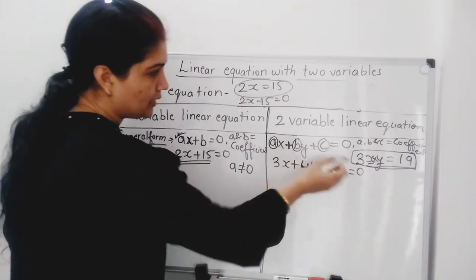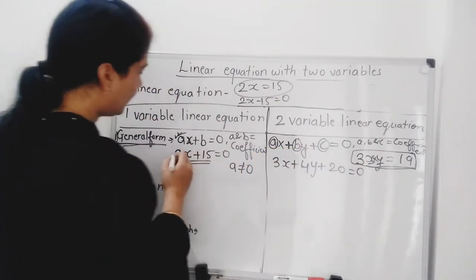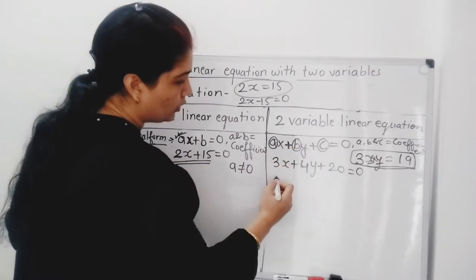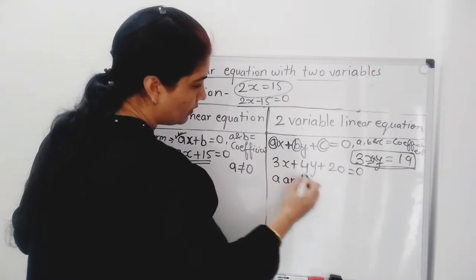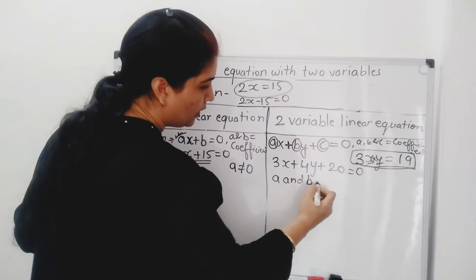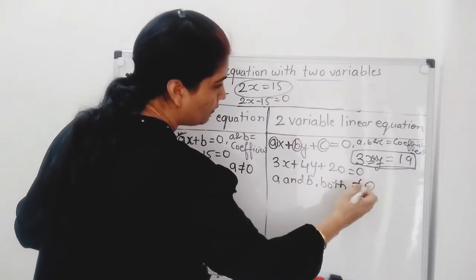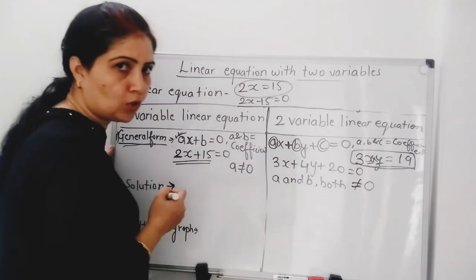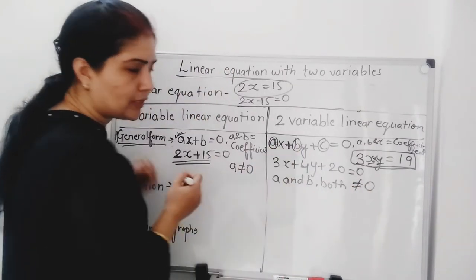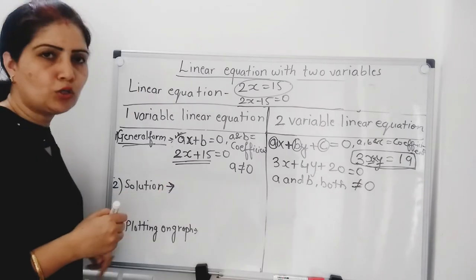Okay, so I hope this is clear, guys. Here also, like a cannot be 0, here a and b, the both coefficients, both cannot be equal to 0. If they both are 0, then we will not be able to find out the value of x and y. So that's it, now we will see solutions.